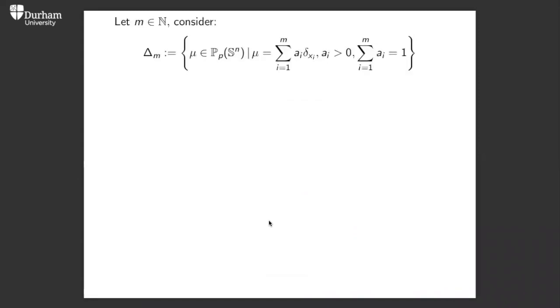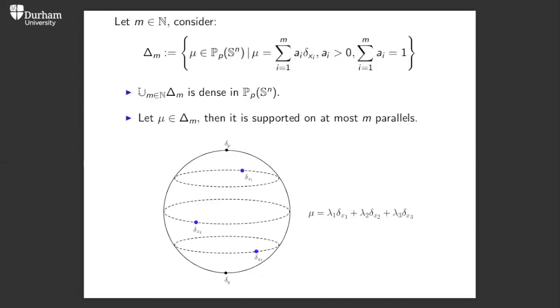And the nice thing is that this sort of behavior happens for a larger class of measures. But let me explain first the plan. If I take the totally atomic measures, then the union of all of them is dense in the Wasserstein space. And these measures are supported on, at most, m parallels, like in this drawing. If I take mu to be lambda 1 delta x1 plus lambda 2 delta x2 plus lambda 3 delta x3, I have a situation like this one. This measure in delta 3 can be at most in 3 parallels.